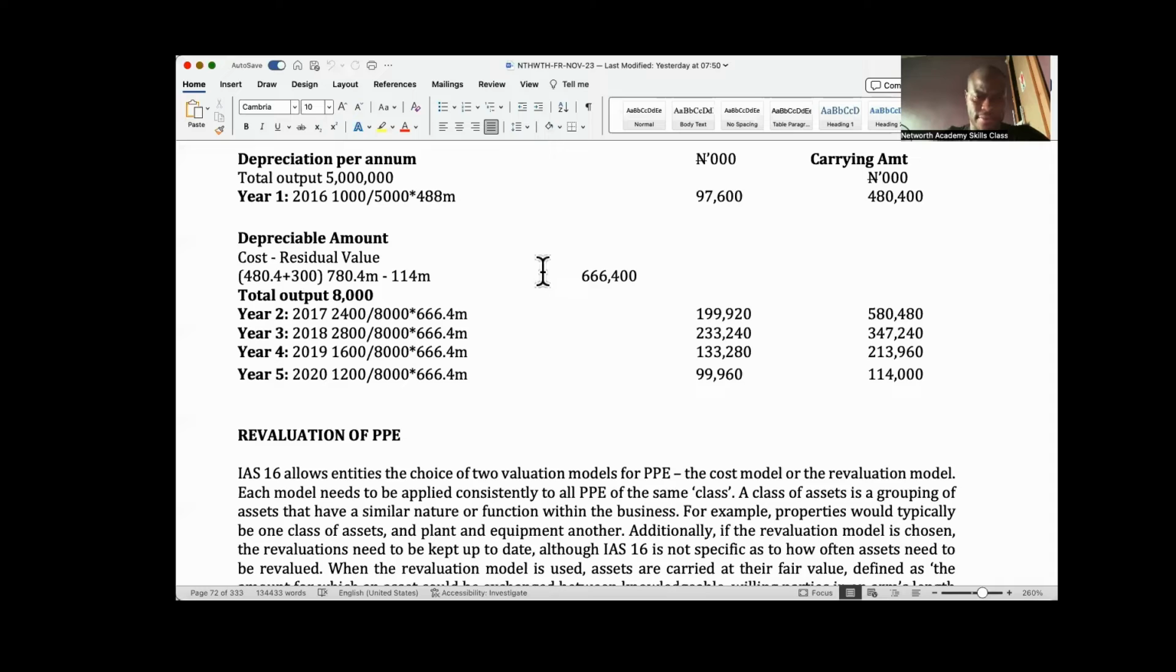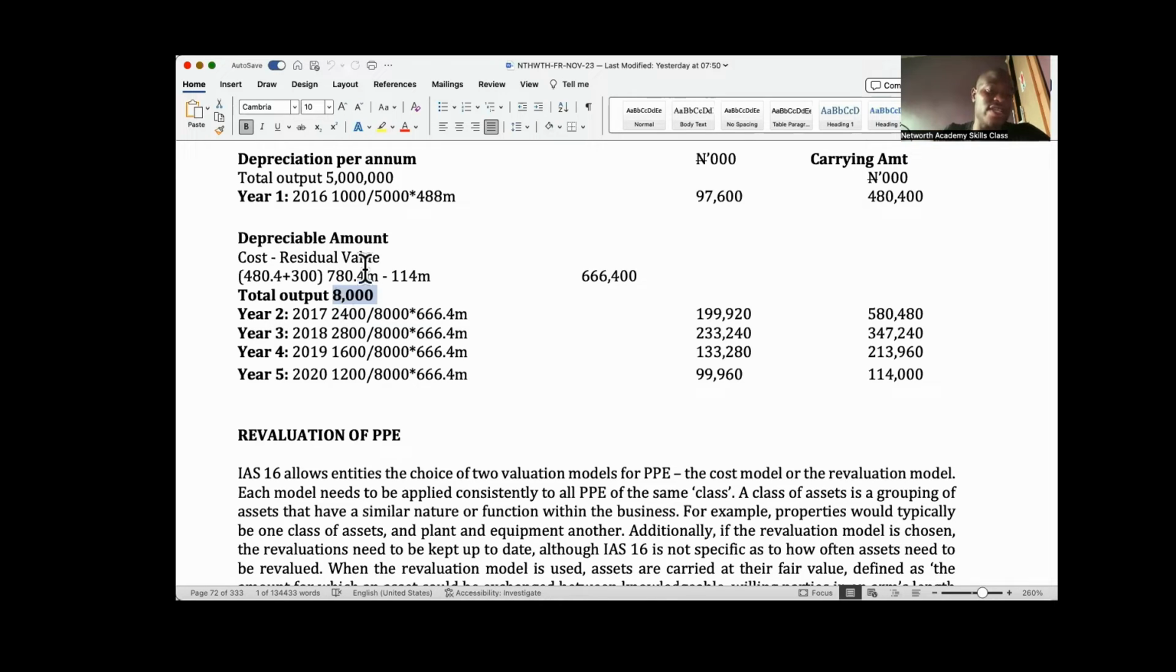Don't forget, now that I've got my depreciable amount, I'm ready to depreciate this depreciable amount over the remaining useful life. So what's the remaining useful life now? They told me that the output has been revised to 8,000. If you look at this very closely, something happened.